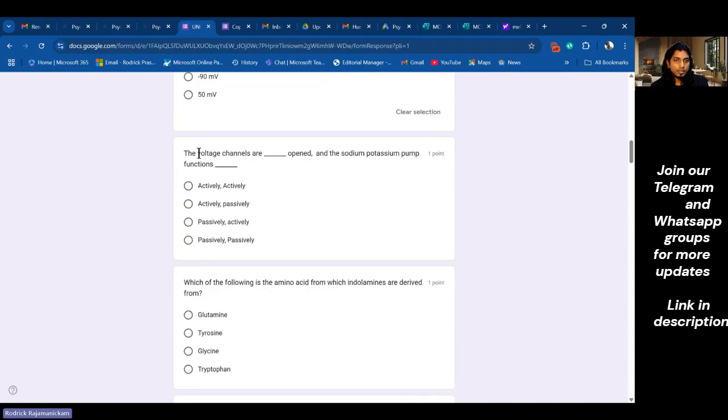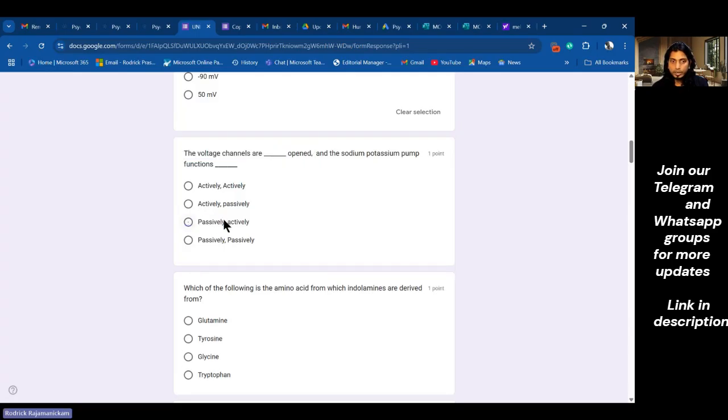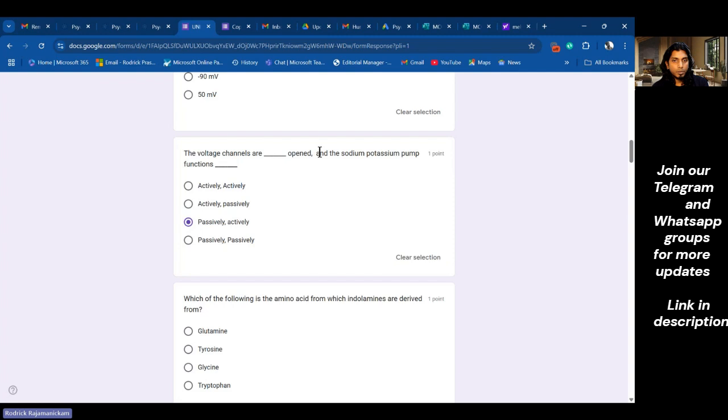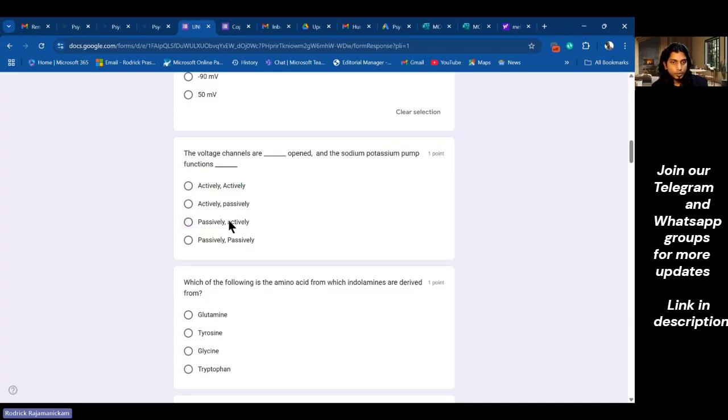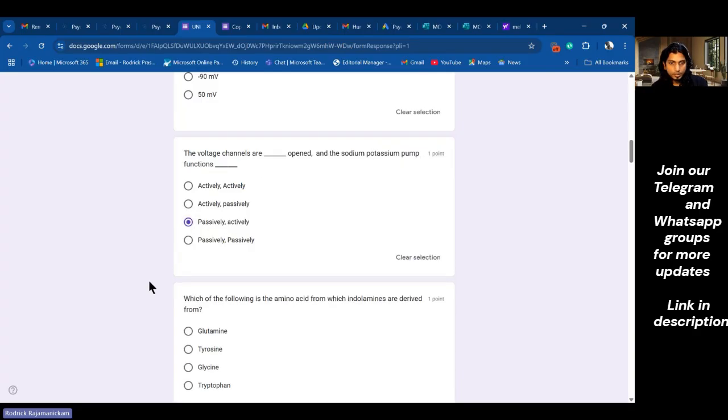And so voltage channels are dash opened and the sodium potassium pump functions by passive or active way. So voltage channels are channels on the surface of the neuron, which open in a graded fashion. The amount of excitation it gets, it opens more. So it is more passive. And the sodium potassium pump actively consumes energy to pump out sodium and bring back potassium. So it is more active. So passive, active is the answer here.